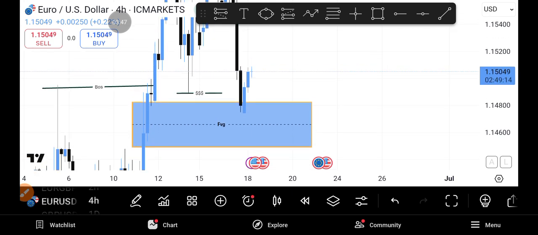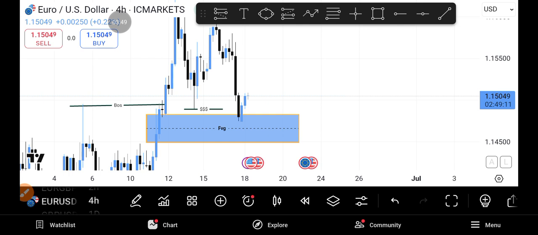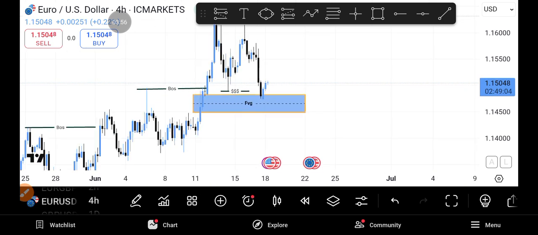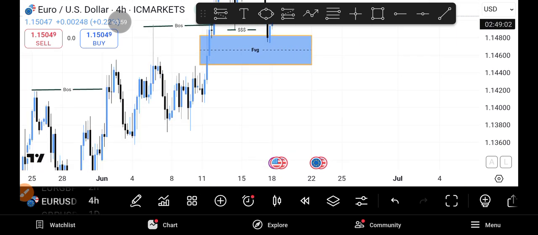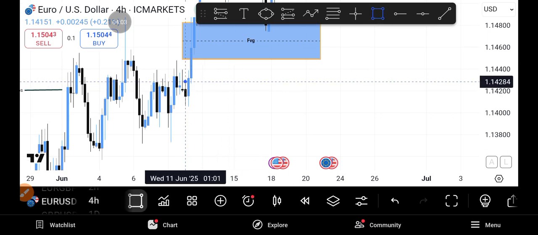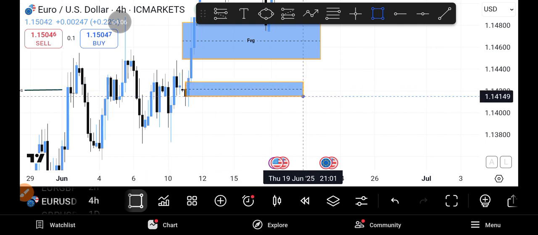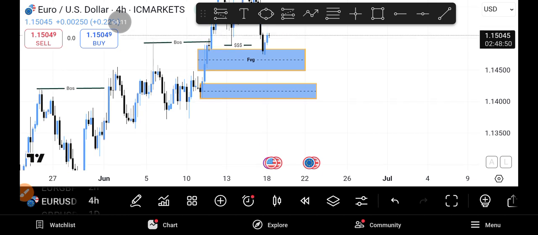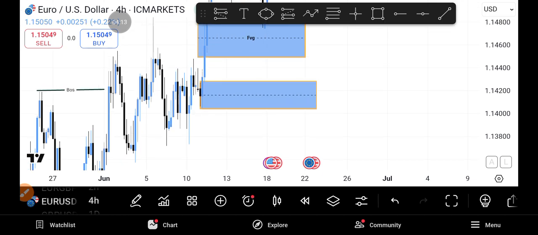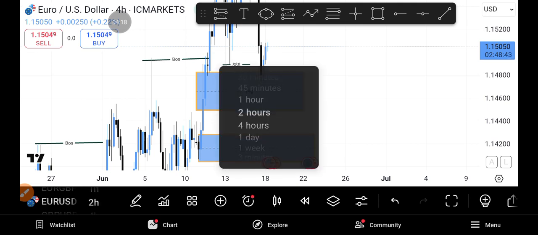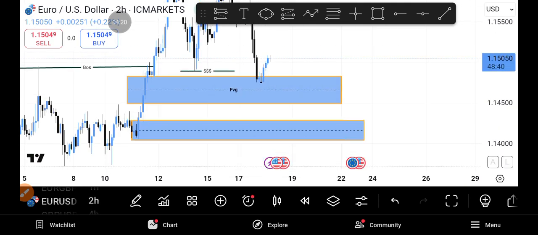On our 4 hours, we can see that we have an order block here, an order block downward. We have an order block there. So let's continue. Let's go to 2 hours.